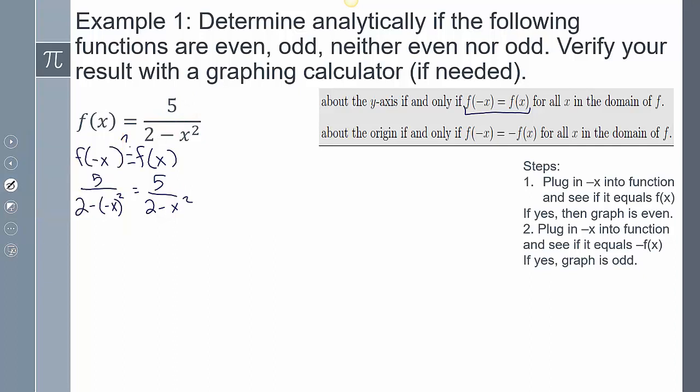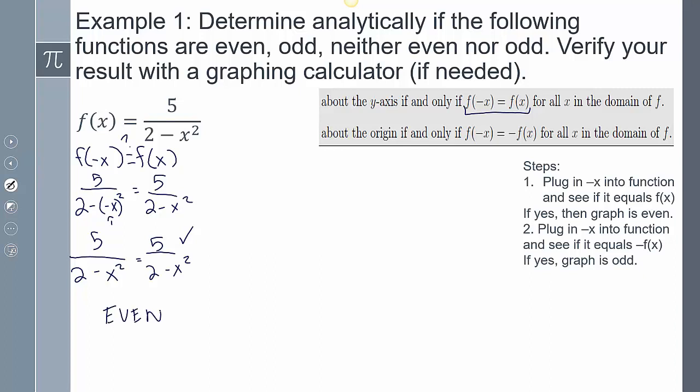So now simplifying this, if I square negative x, that's going to give me 2 minus x squared, which equals 5 over 2 minus x squared. So because they're both equal, I can say that my function is going to be even.